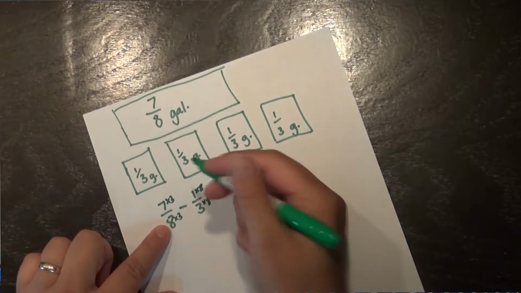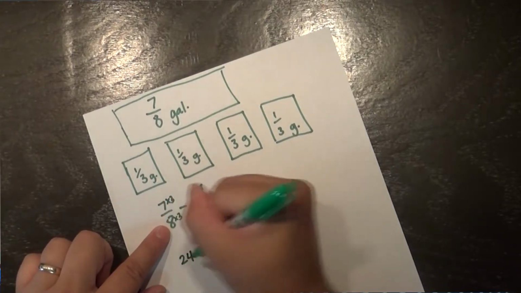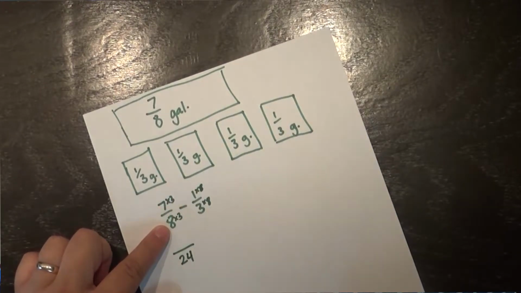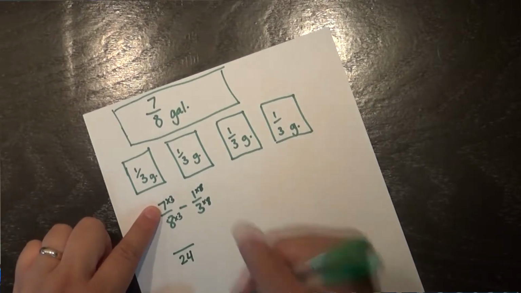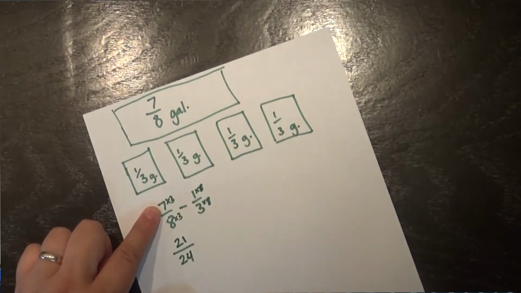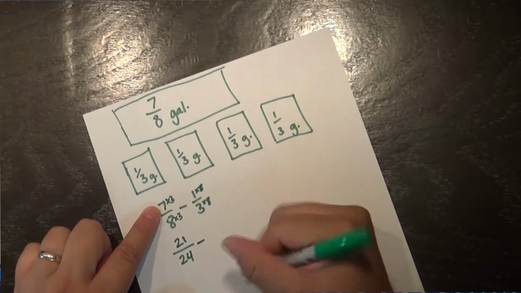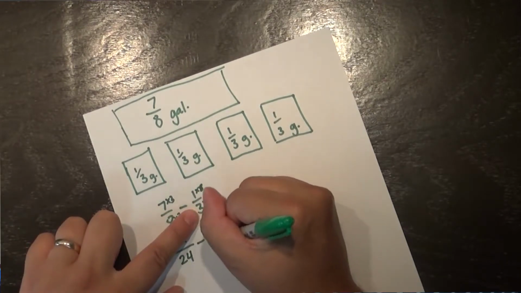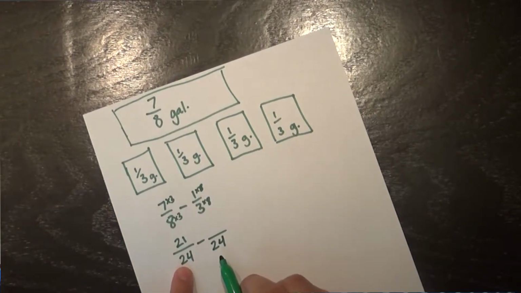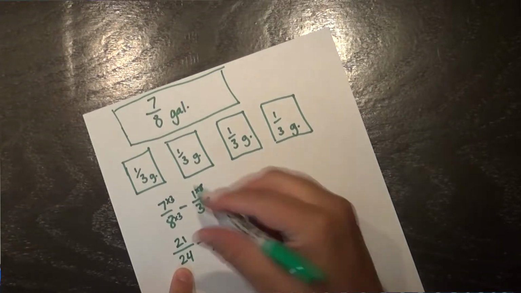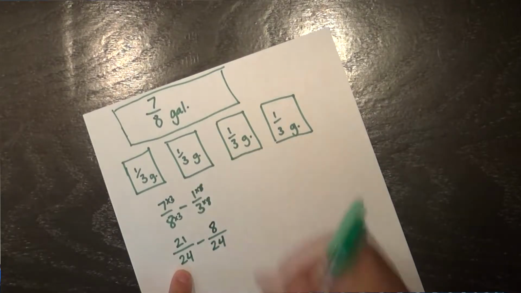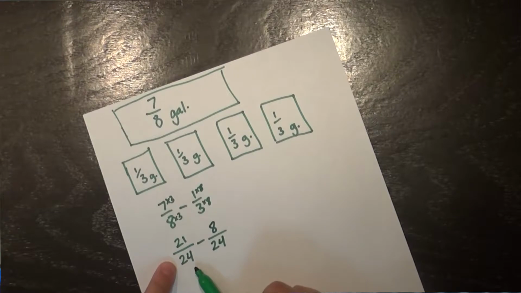So 8 times 3, that's going to give me 24. That's my new denominator. Up top, I have 7 times 3. That's going to give me 21. I'll keep my subtraction there. 3 times 8, that gives me 24. And look at my matching denominators. I'm feeling good about this. And then 1 times 8 gives me 8. So I have 21 24ths minus 8 24ths.